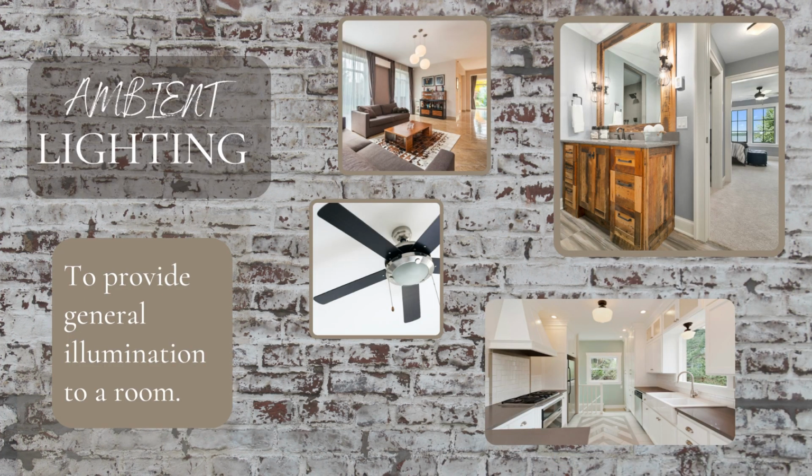Ambient lighting is the overall lighting that provides general illumination to a room. It can come from ceiling-mounted fixtures, wall sconces, or other sources and is often diffused to create a soft, even glow.